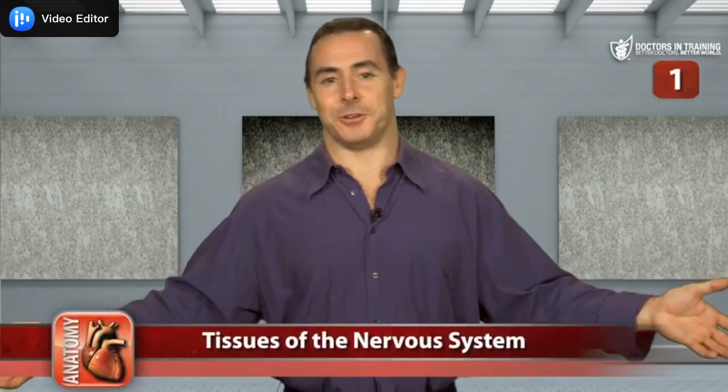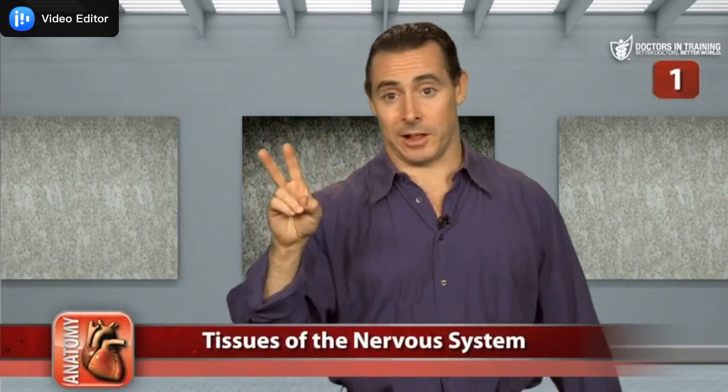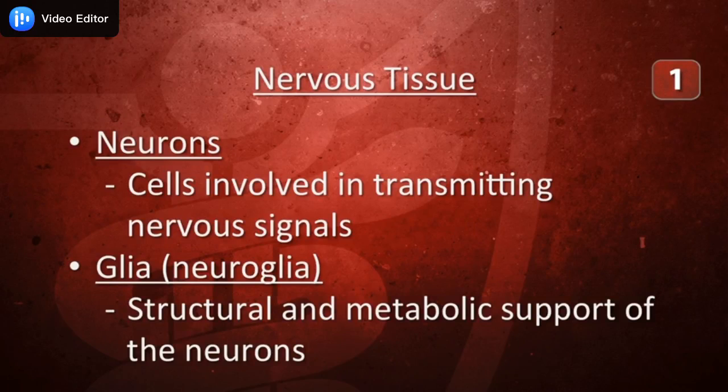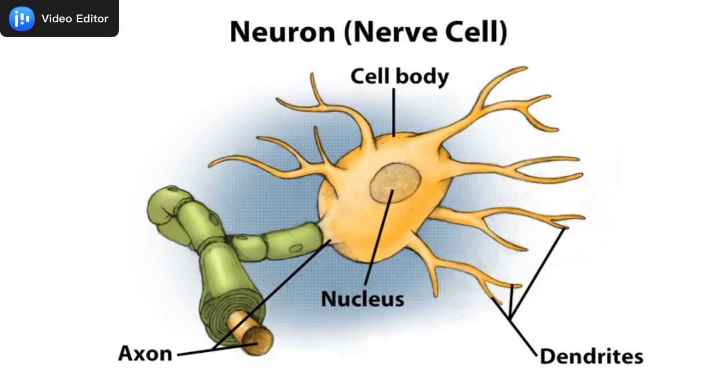All nervous tissue is made up of two types of cells, neurons and glia, or neuroglia. Glia are involved in the structural and metabolic support of the neurons, which are the cells involved in transmitting nervous signals. The neuron, commonly referred to as a nerve cell, is the basic functional unit of the nervous system.